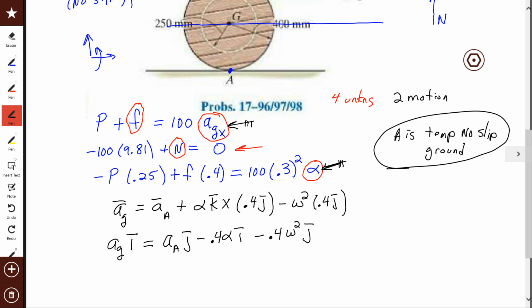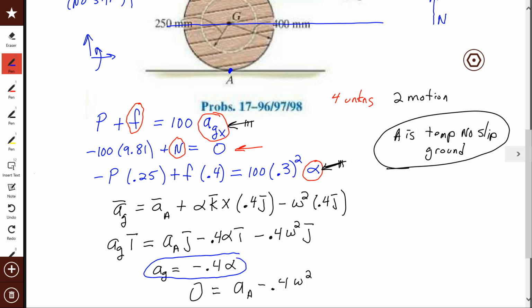Okay, so now I'm going to pull off terms. On the left-hand side, I have an AG. On the right-hand side, I have a minus 0.4 alpha. On the left, I have 0. And on the right, I have AA minus 0.4 omega squared. So here, let me just point out a few things. This is the fourth equation that you need. It relates the alpha to the AGX. I guess I need to put an X on this because that's what I did up above. So it relates the alpha and the AGX.